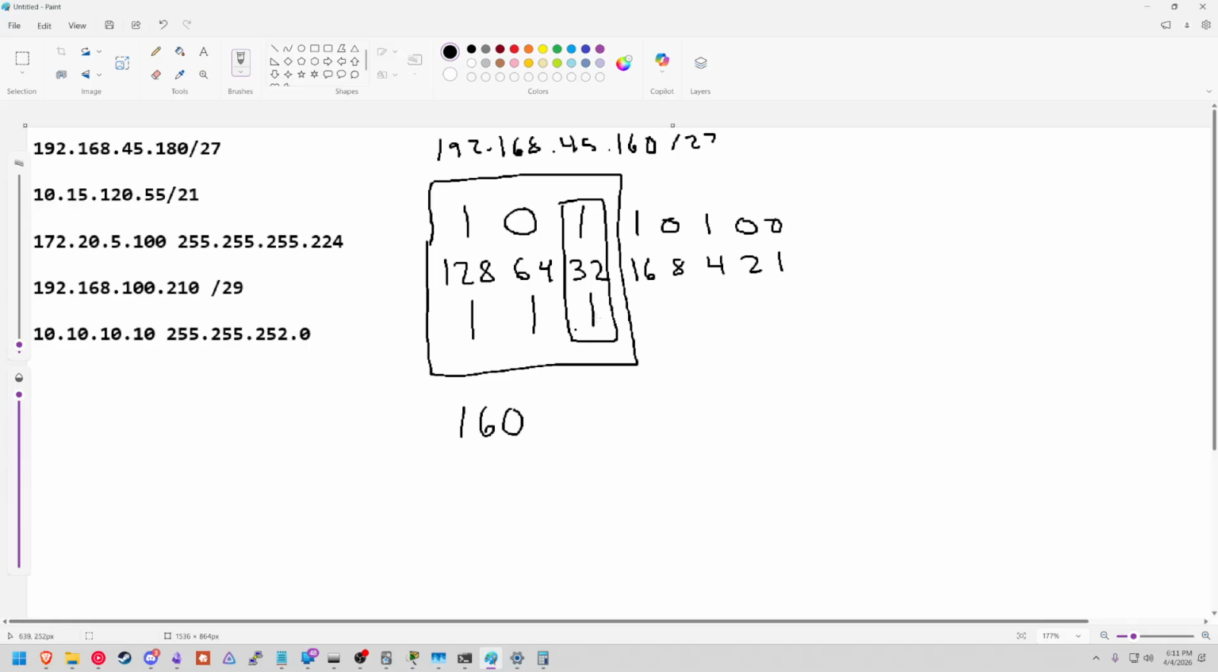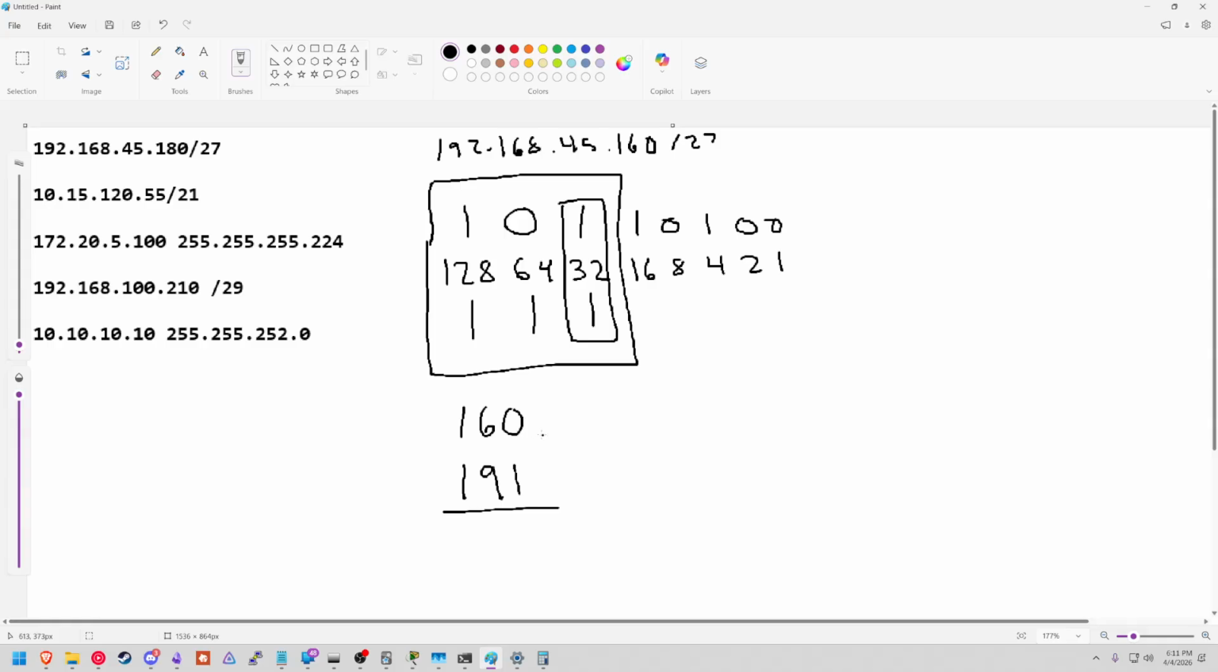So 160 plus 32, we have to remember that the 160 is included in that 32, so it's actually going to be 160 plus 32. Is that embarrassing that I have to use the calculator for that? That's going to be 192, but remember that we are including the 160, so it's actually going to be 191. Okay, so that 191, this is your broadcast address.